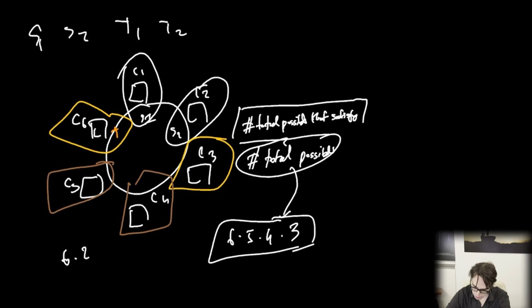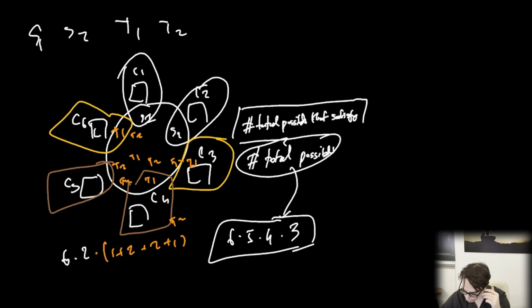If teacher 1 sits here, there's 1 option for teacher 2. If teacher 1 sits here, there's 2 options. So we're going to have 1 plus 2. If teacher 1 sits here, again there's 2 options for teacher 2, plus 2. And if they sit in the last spot, there's only 1 option for teacher 2, plus 1. So the total number of ones that work is equal to 6 times 2 times 6. So that's this.